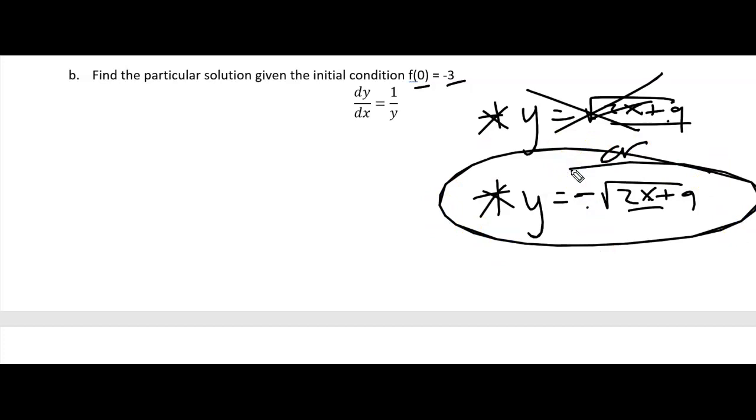So sometimes, whenever you have those problems where you take a square root and you get a positive and a negative, to know which answer is the correct one, you have to look back at your initial condition. Okay? And there you guys have it. That's the end of it.